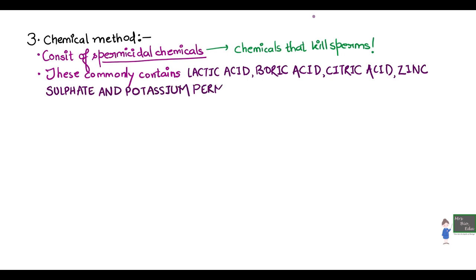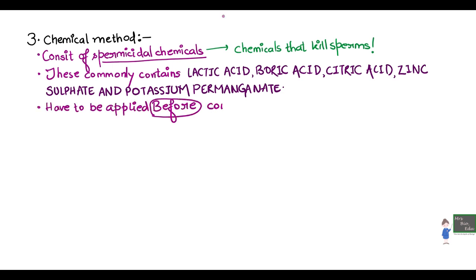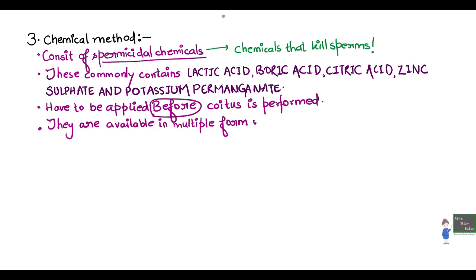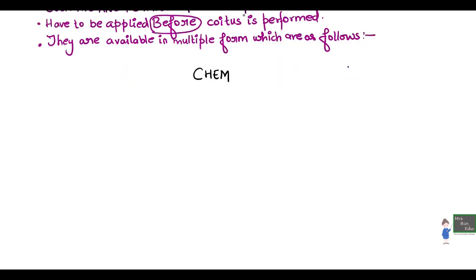But take a look at this. Most of it is acid: lactic acid, boric acid, citric acid. What does this acid do? It will increase the acidity, of course, and that is dangerous for sperm. So sperm get killed in excessive acidity. Then we have zinc sulfate and potassium permanganate that interfere with the cell membrane of the sperm and kill it. One thing that has to be remembered for chemical methods is that they have to be applied before coitus is performed. So they have to be applied first and then coitus has to be performed.